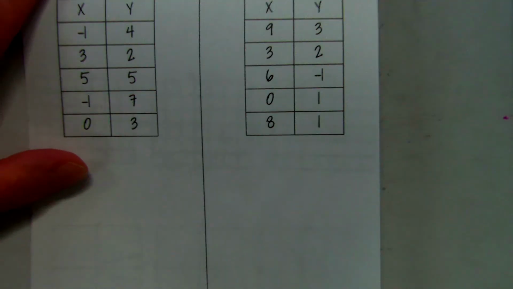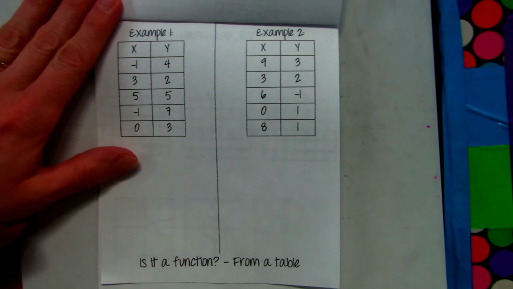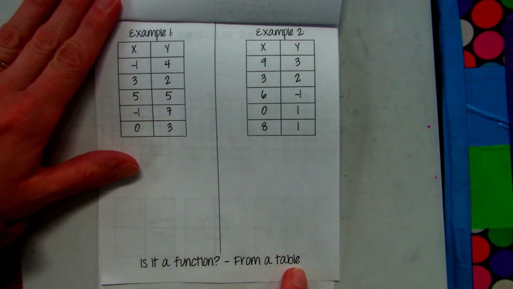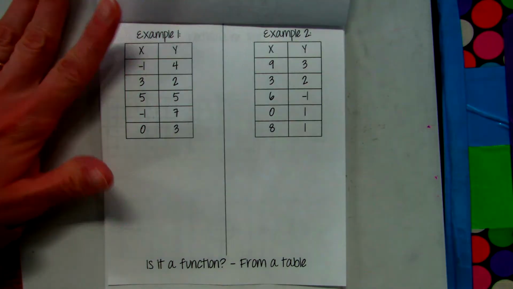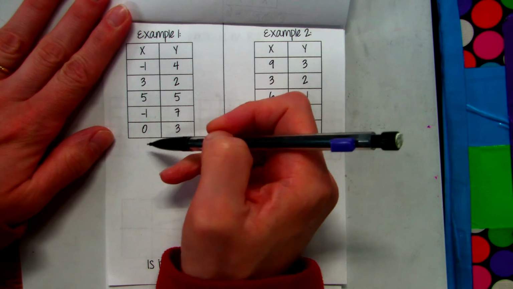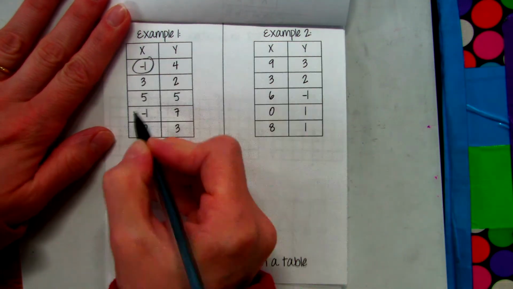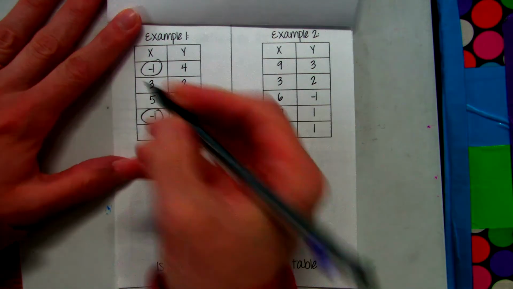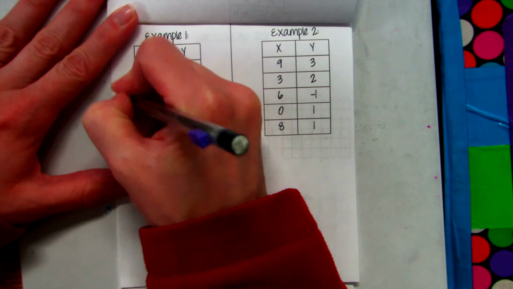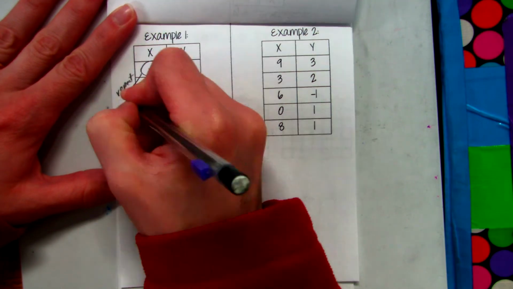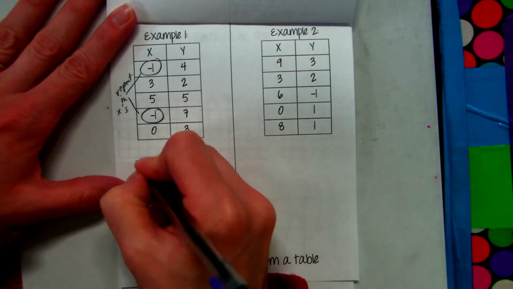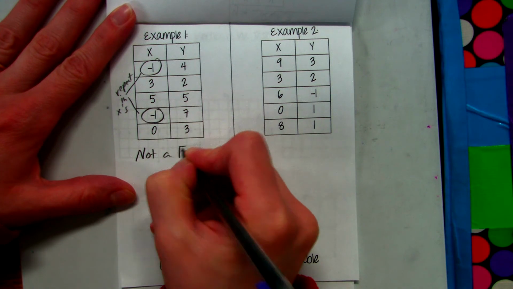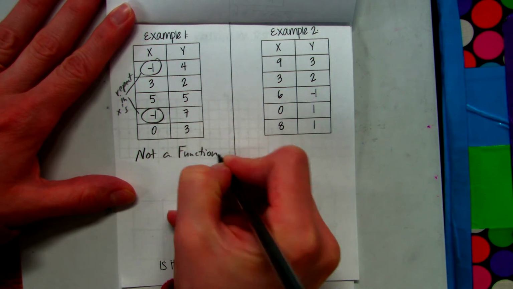So the directions at the bottom say, is it a function going from a table? So what we're looking at is seeing if any of the x's repeat. Well, I see -1 repeating. Okay, there's a repeat in the x's. That means that this is not a function.